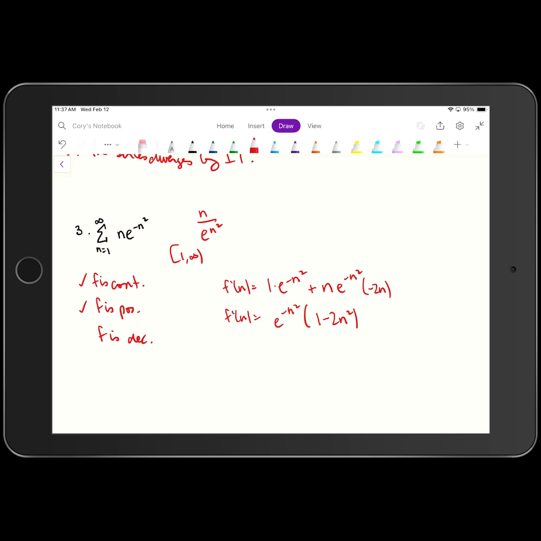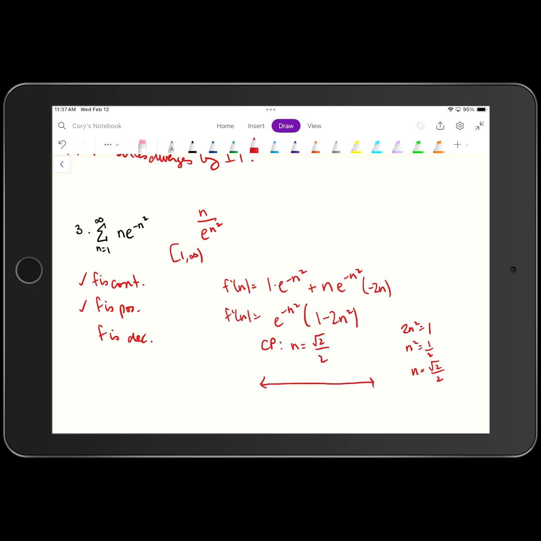Okay, so I want to determine critical points for this. e to the negative n squared power is never going to be 0. For 1 minus 2n squared, the only critical point on the interval from 1 to infinity will be when 2n squared is equal to 1. That happens when n squared is 1/2, and that happens when n is positive rad 2 over 2. It also has a critical point at negative rad 2 over 2, but that does not lie on the interval from 1 to infinity. Okay, so our only critical point we have to test is rad 2 over 2.